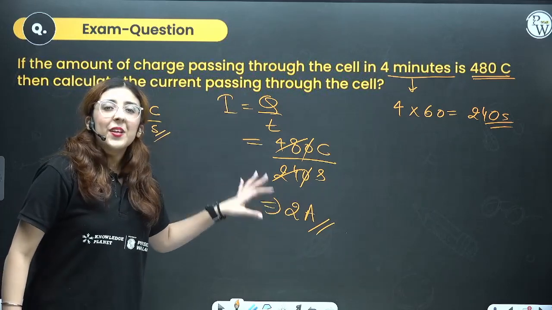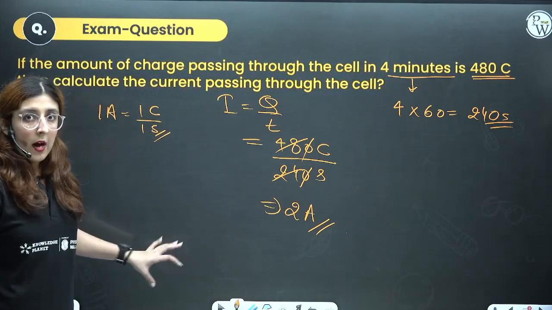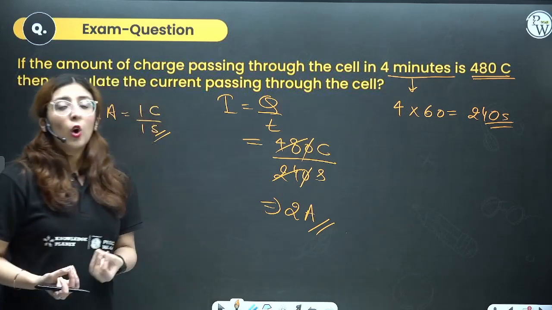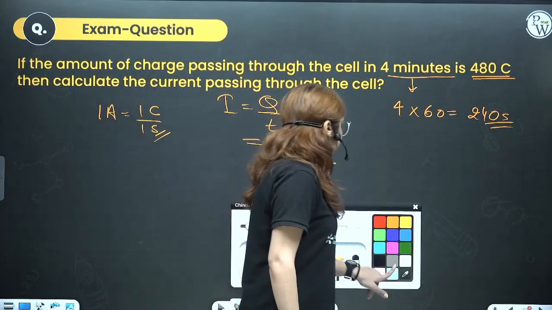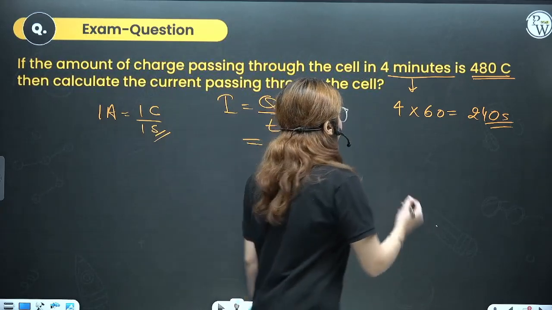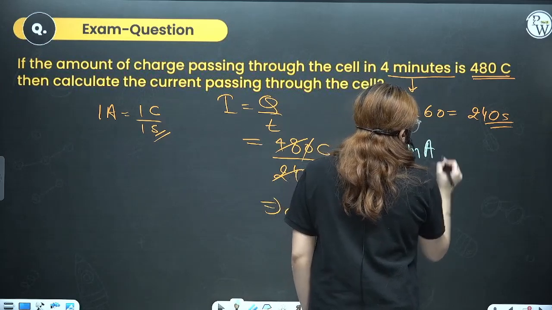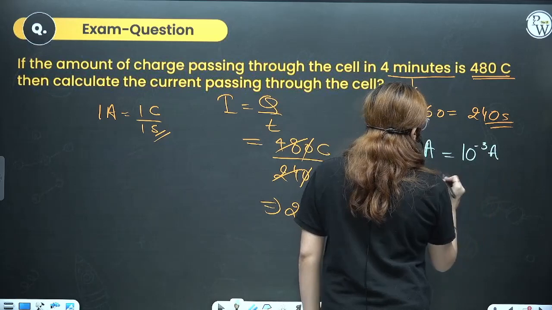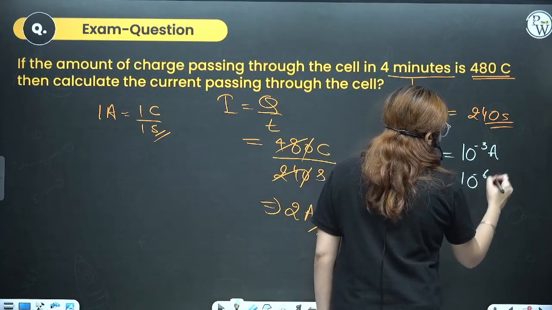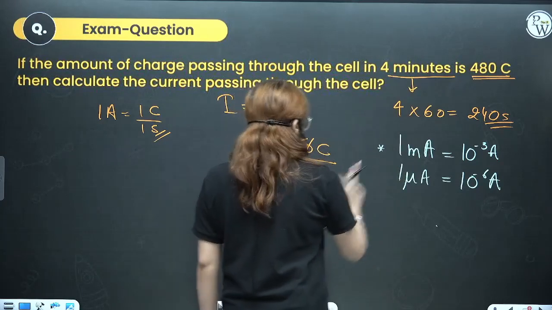Okay, keep things this simple only. Am I clear, everyone? I hope things are clear to all of you. Now, there are some smaller units also, so I think I should share those as well. You will find 1 milliampere and 1 microampere. 1 milliampere is nothing but 10 to the power minus 3 ampere. Micro is 10 to the power minus 6 ampere. You can just note this down for your betterment.